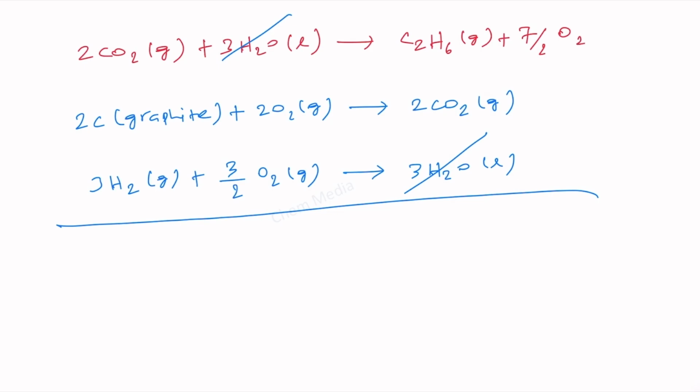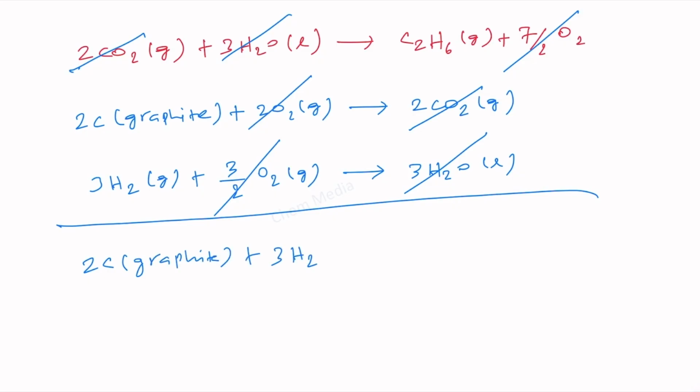We have 2 moles of O2 on the reactant side and 3 by 2 moles of O2 on the reactant side. So if we sum it up, then that will be 7 by 2. So we can cancel that. And we have 2 moles of CO2 on the reactant side, 2 moles of CO2 on the product side. So if we sum it up, then we will get this equation: 2 times carbon plus 3 times H2 gas, and that would give us 1 mole of C2H6 gas. For that we are finding the standard heat of formation.